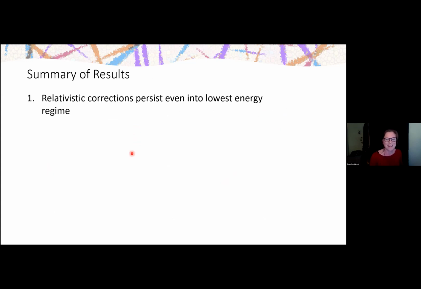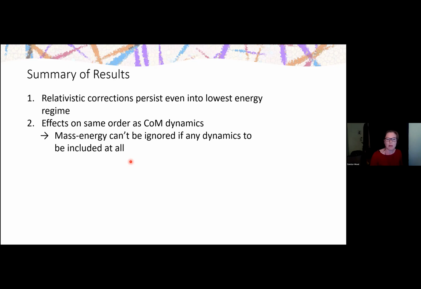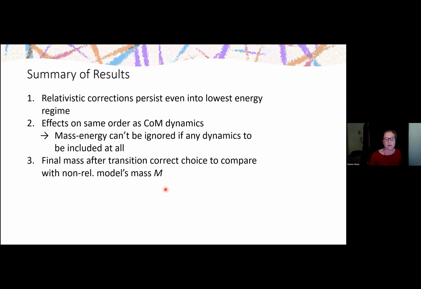Ripping through this. So to summarize, the relativistic corrections that we've added persist even into the lowest energy regime, where one might expect that that would not be the case. And those effects are on the same order as the center of mass dynamics themselves. So we're positing that mass energy can't be ignored if any dynamics are to be included at all. And then we had our extra unexpected result that the final mass after transition is the correct choice when comparing with the fixed mass of the non-relativistic model.